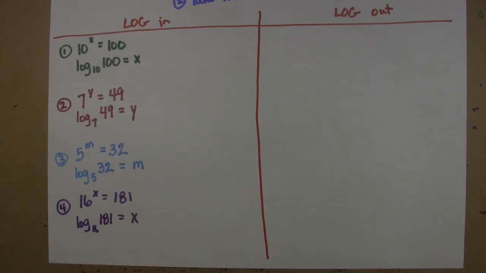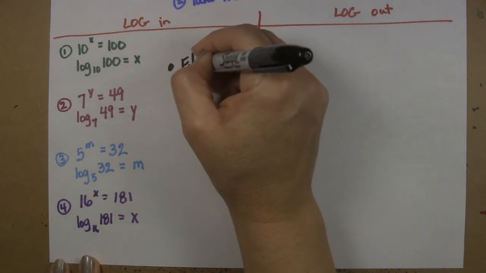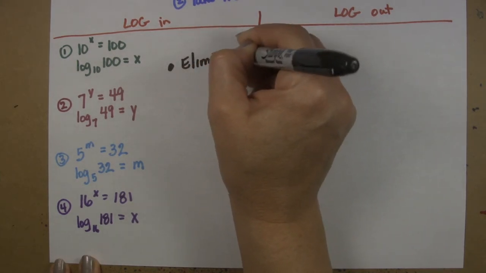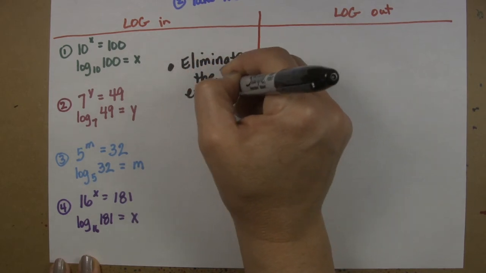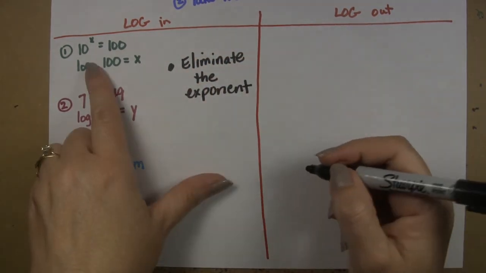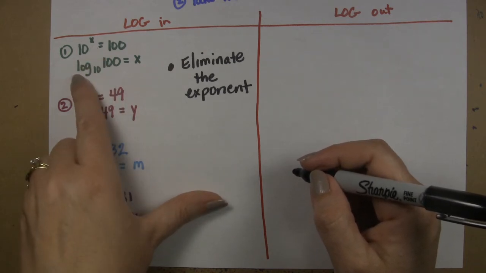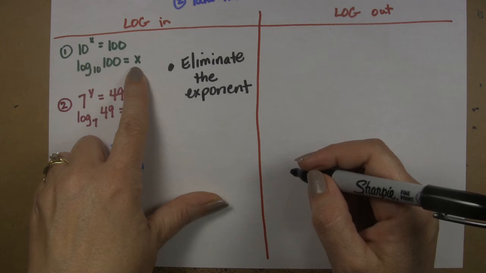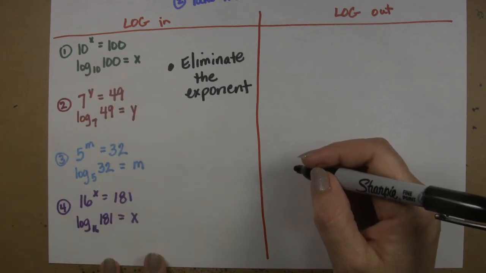Okay? Now, how do you know that this is what they want you to do? Well, they will ask you to do one of two things. They might say, eliminate the exponent. So you see that here we started with an exponent of x, and then when we rewrite it using logs, we no longer have an exponent in our equation.